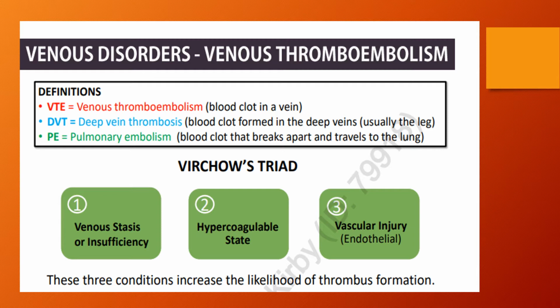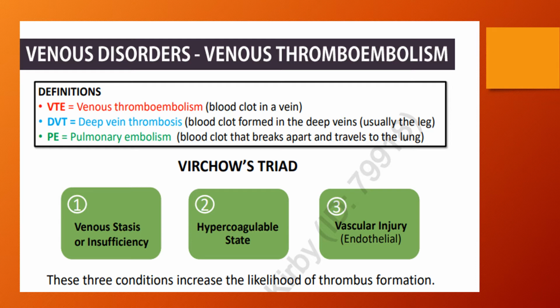So Virchow's triad consists of three things. These conditions increase the likelihood of developing a thrombus or a clot. So one, you have venous stasis or insufficiency, so poor blood flow returning to the heart. Hypercoagulability, such as when I stated that women that are pregnant are more prone to develop a clot, as well as someone who had major hip surgery, or it could be related to medications that they're taking, or some lifestyle habits, or some diagnoses, some comorbidities.